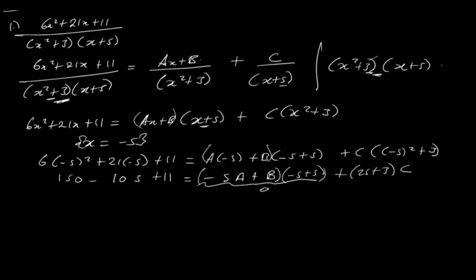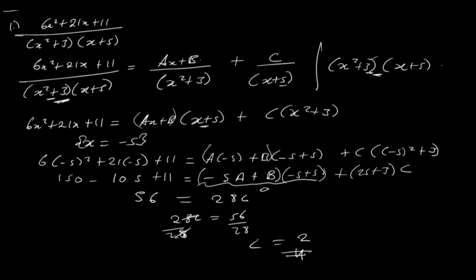So you have 150 subtracting 105, which will give you 45, plus 11, which will give you 56. So we get 56 this side. And this side, since this will give you a 0, you have 25 plus 3, which will give you 28C. And 28C being equal to 56. Divide both sides by 28, and the value of C will end up being 2.